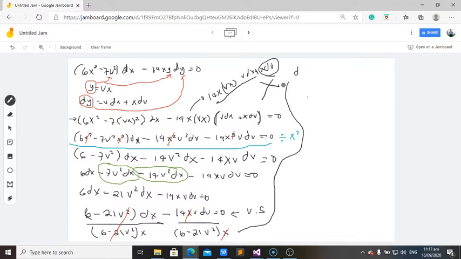Okay, so from here you have dx over x minus 14v dv over 6 minus 21v squared is equals to 0. So if you could see, this is already all arranged on all variable x with respect to x, and this one is with respect to v. So therefore, if they are already arranged in the rule of variable separable, you can now use integration. So we can now integrate it.